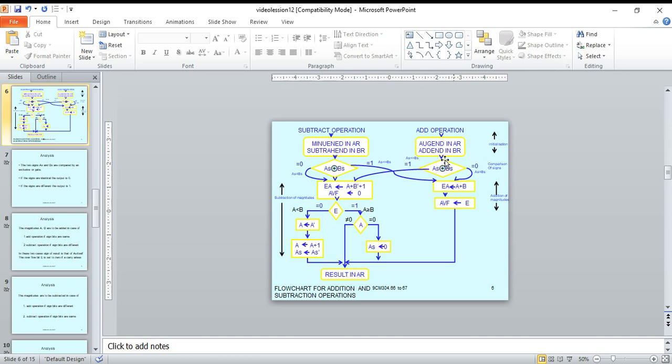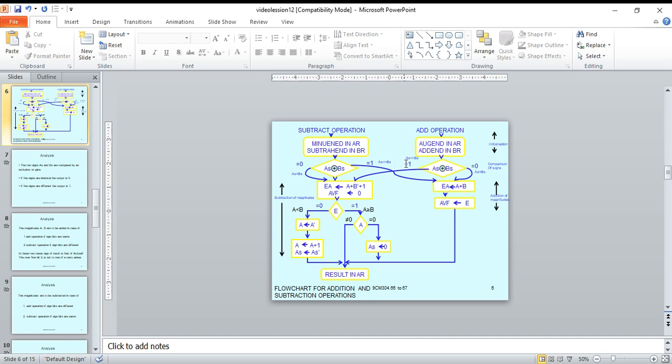Once the initialization of the registers is over, it checks the equality of the signs of the two numbers, AS XOR BS. AS is 0, and BS is 1. So here it gives the result 1, which means we have to check whether A is greater than B or B is greater than A.